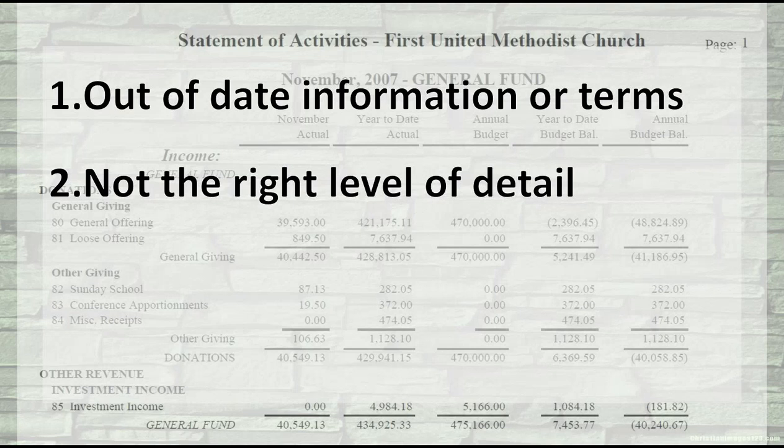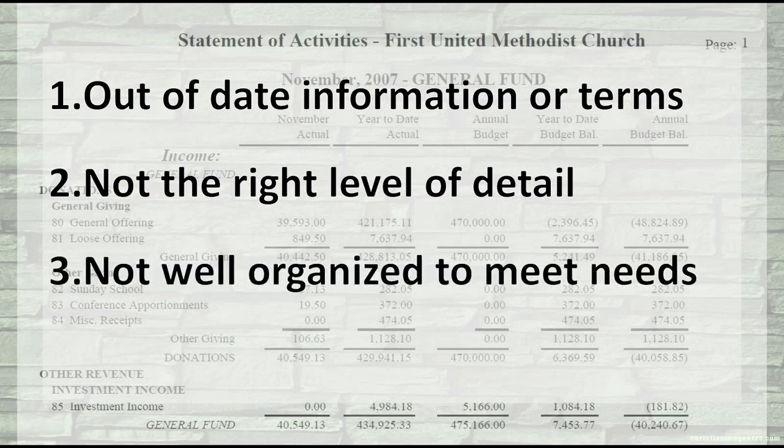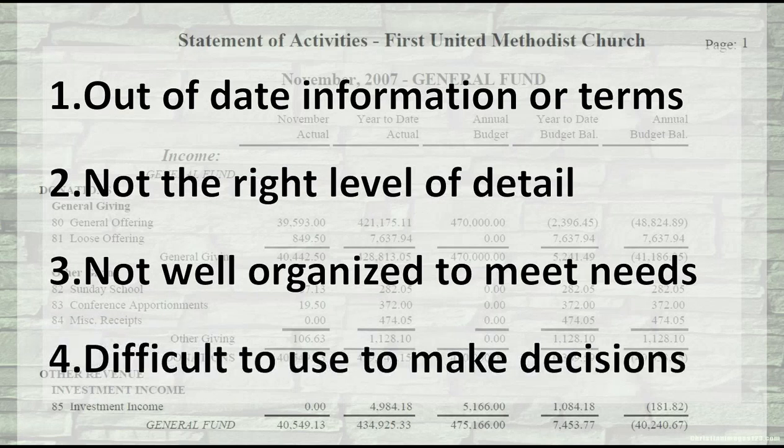So then they focus on the handful of details that they do understand. Sometimes it's not well organized to meet the needs. We've just been adding accounts as we go, and they may not be grouped together logically. There may not be subtotals. So just sometimes that's the case. And long story short, it's difficult to use to make decisions.